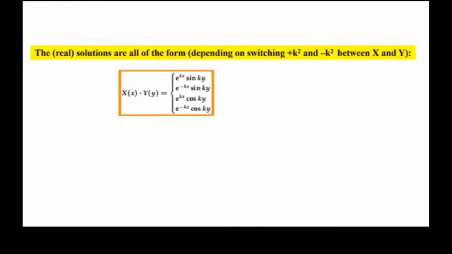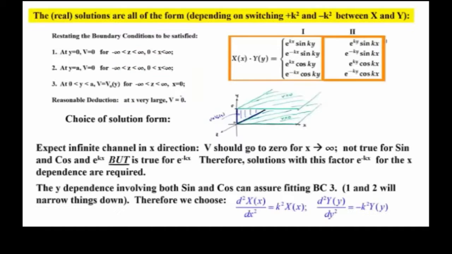We're going to use this form here for our answer, and we'll take a look at the problem again. So I've repeated the boundary conditions. We want to see how to select the various types of solutions here that will fit our problem. Well, one thing is we expect the infinite channel in the x direction by this reasonable deduction to go to 0 for x going to infinity.